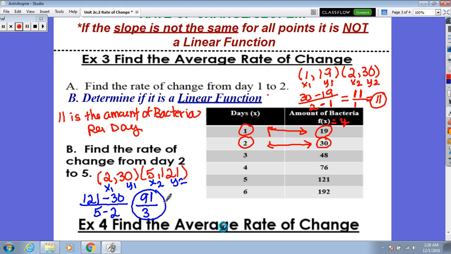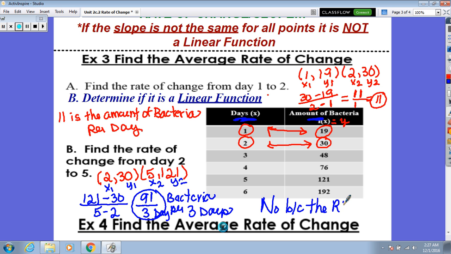This one down here, this rate of change says that we have 91 bacteria per 3 days because the 3 is on the bottom, and remember days is for x's. Days represent x's. Bacteria represent y. So this is 91 bacteria for every 3 days. So when I ask you, is this a linear function, you have to say no, because the rate of change is not the same.